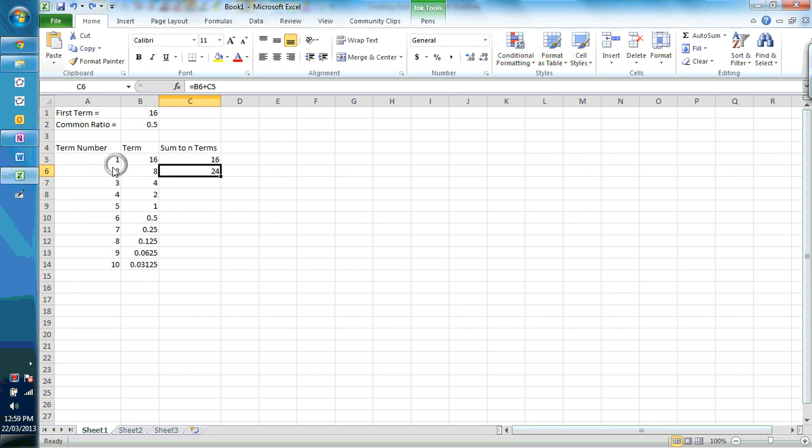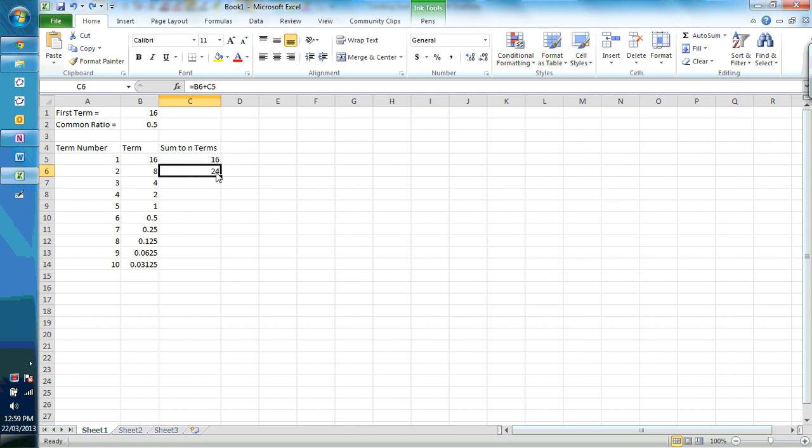So the first term is 16, the second term is 8, and so on. The term is written in this column, and we can see the way it just drops off. 16, 8, 4, 2, 1 half, quarter, 1/8, 1/16, and so on. This is going to get smaller and smaller and smaller. And what I've done here is I've got a column that's adding up the sum to n terms.